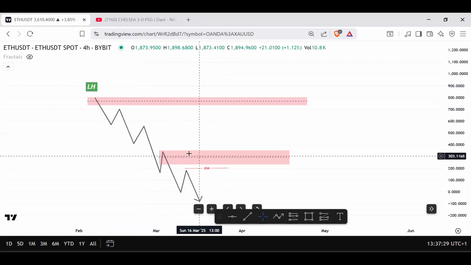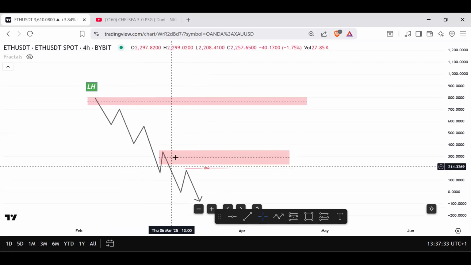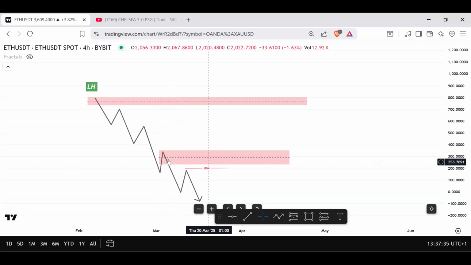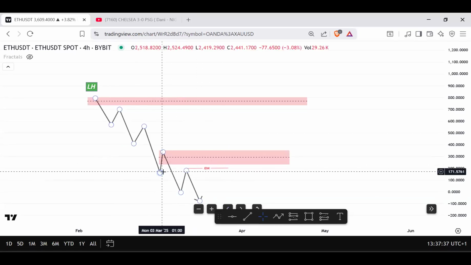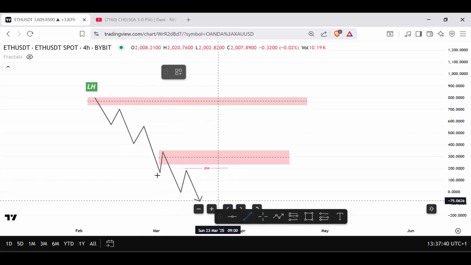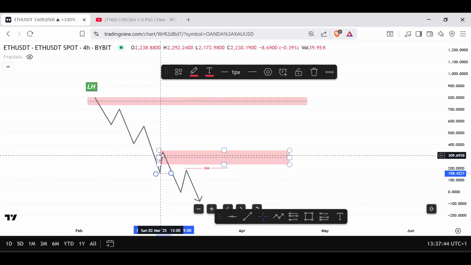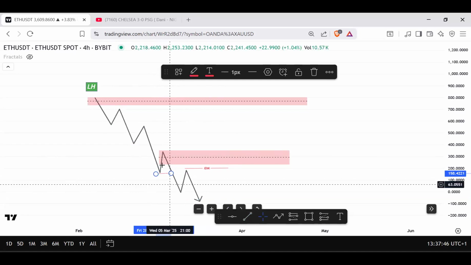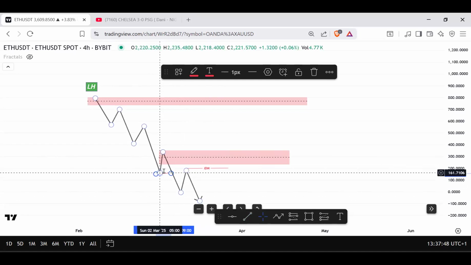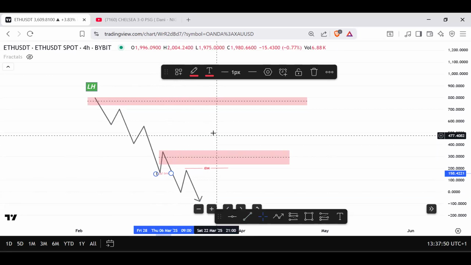This one, right? Yes, that one. This is a break of structure. It broke. Yes, correct, because it's the downtrend. I was just looking at the opposite side. So yes, break of structure.